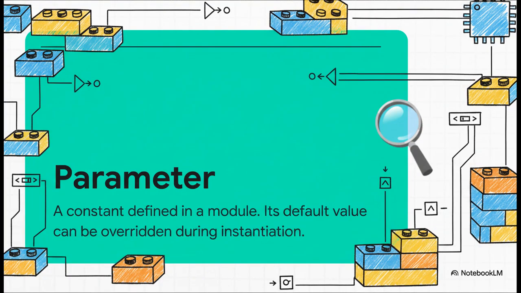One of the best tools for this is called a parameter. A parameter is basically a constant that you define inside your module, like, say, the width of a databus. The cool part is, when you go to use that module somewhere else, you can easily change that value. It's just like having an adjustable Lego brick. You design it once, but every time you use it, you can say, okay, this time I need you to be 8 bits wide, or this time make it 64. It's incredibly powerful for creating flexible designs.